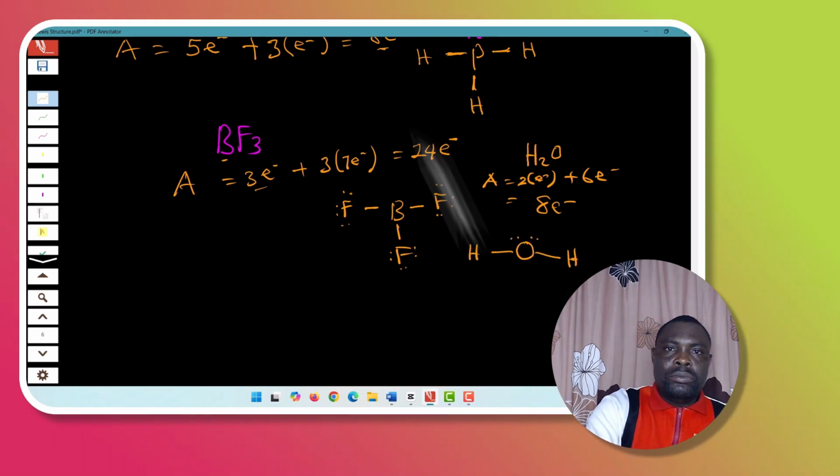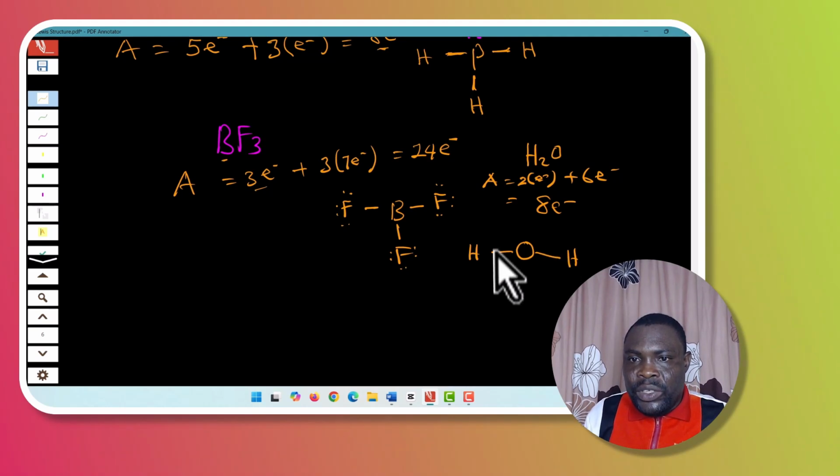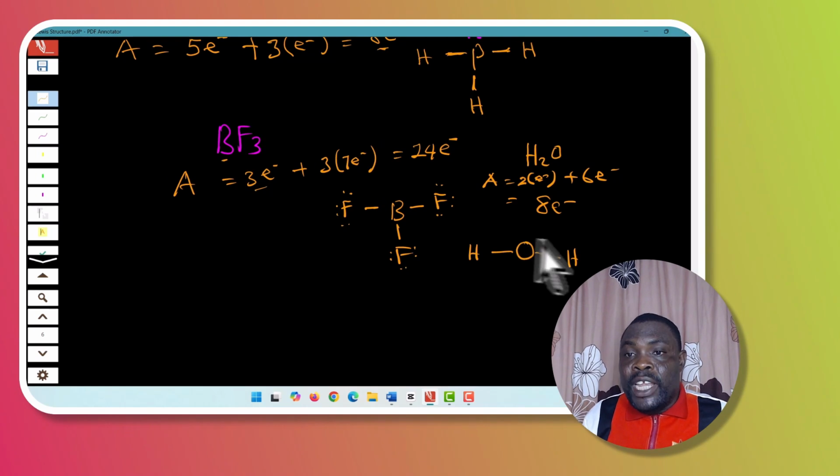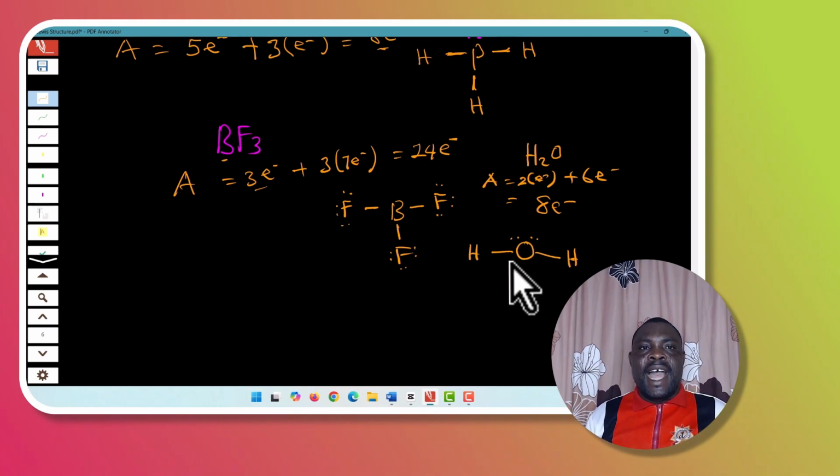Now, oxygen is the central element, so distribute the others. We have 1 hydrogen here and 1 hydrogen there. Each bond pair is 2 electrons, this bond pair 2 electrons, this other bond pair 2 electrons, making 4 electrons. From 8, we have 4 remaining electrons. And hydrogen obeys only the duplet structure, so hydrogen cannot take any electron again. The remaining 4 electrons go on the central atom, as 2 lone pairs, making the 8 electrons. So this is how to determine the Lewis structure of a molecule.